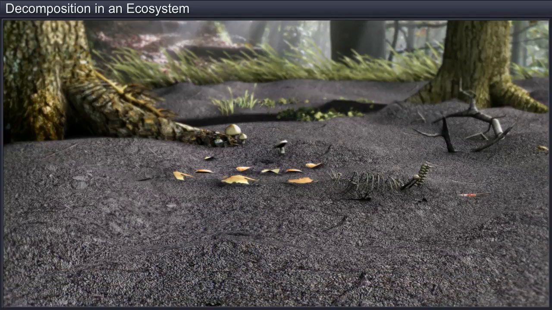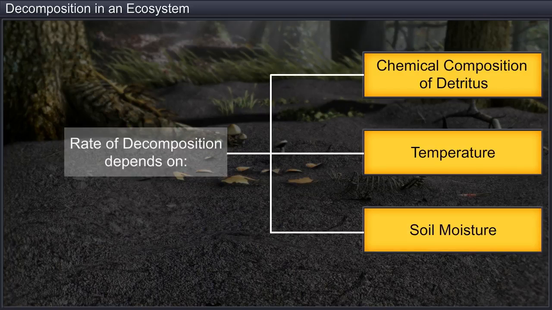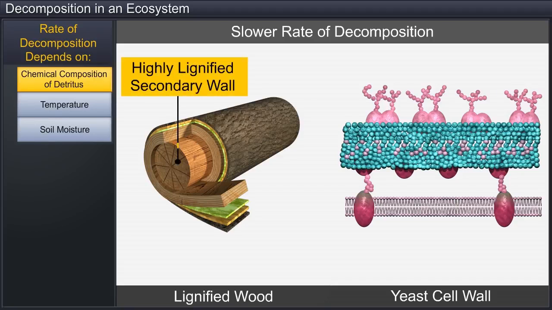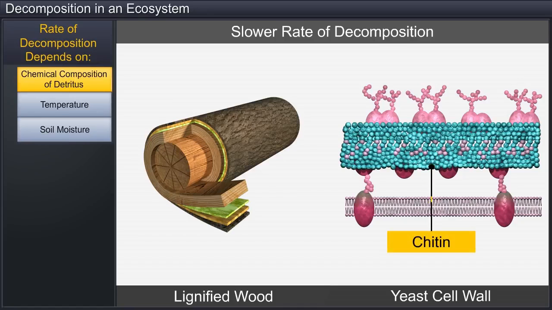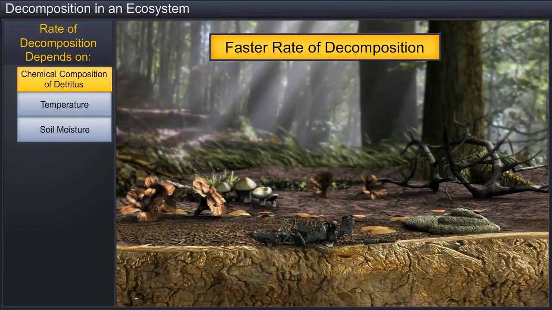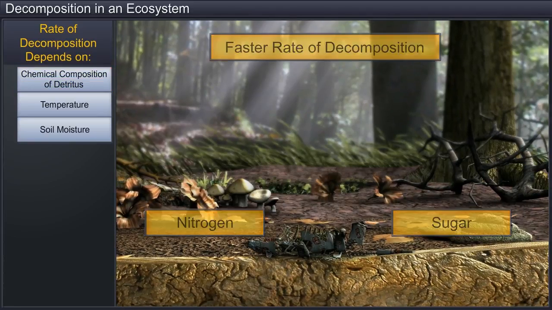It is primarily an oxygen-requiring process, and the chemical composition of the detritus, along with climatic factors such as temperature and soil moisture, affect the rate of decomposition. For a particular temperature, the rate of decomposition is slower if the detritus is rich in substances like lignin and chitin, and is faster if the detritus is rich in nitrogen and water-soluble substances like sugars.